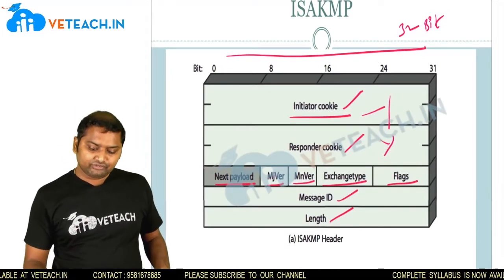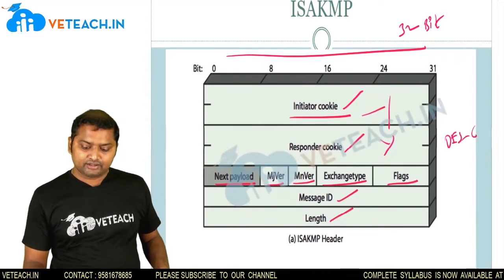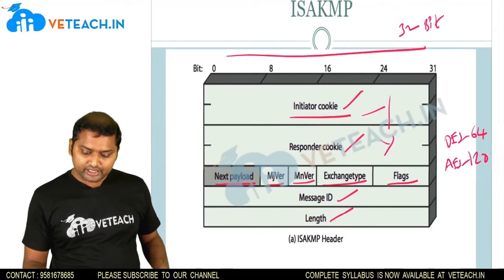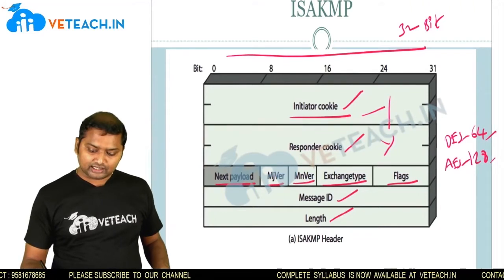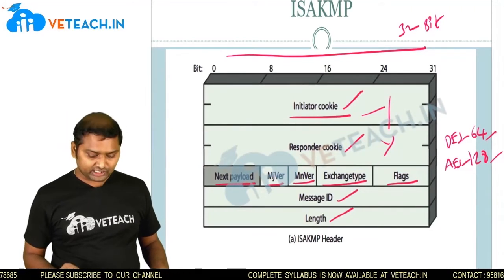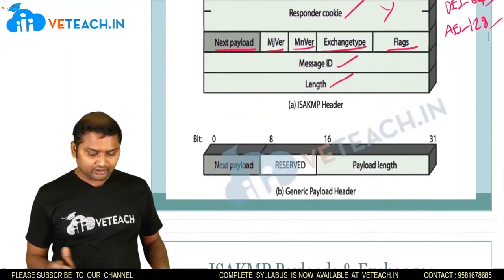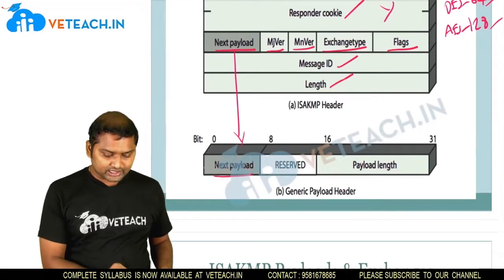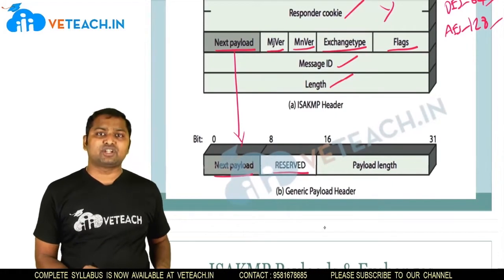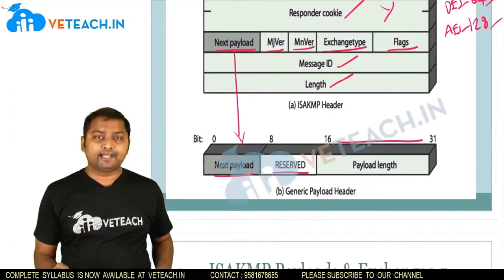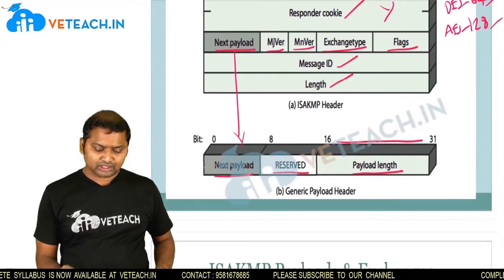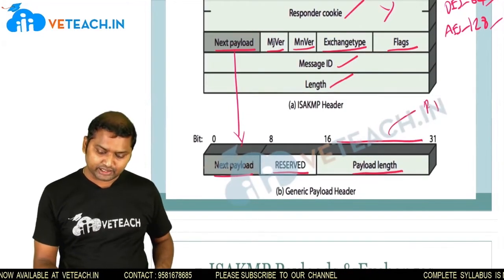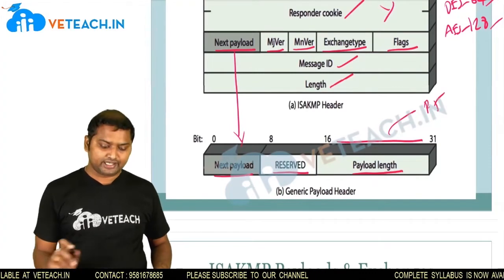In general, if you are using the DES algorithm, the size is 64. If you are using AES, maybe it is 128. So, based on the algorithm, the text size will increase. Now, this is the main header. Now, this is the payload header. So, this is the next payload, and the next 8 bits are reserved, and this is the payload length. Payload means the total data, that is plain text PT. So, this is a generic payload header.